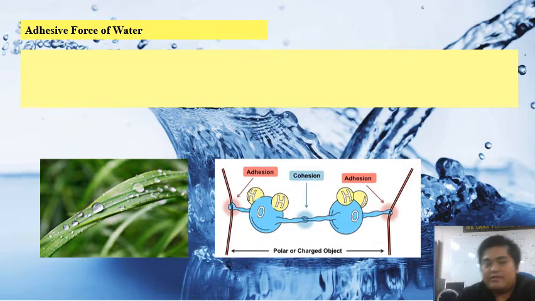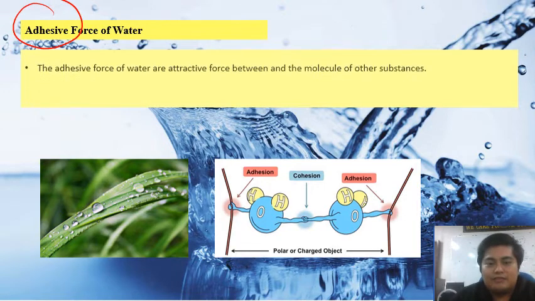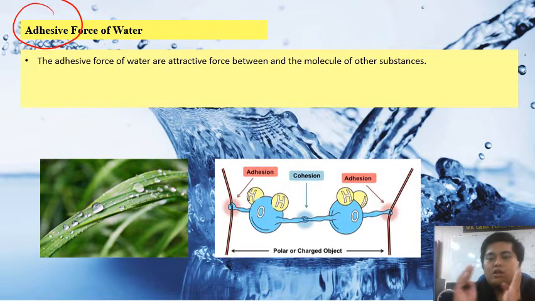Lepas kita ada kohesif, kita ada adhesif pula. So adhesif adalah lawan untuk kohesif. Macam tadi kohesif kita cerita pasal air dengan air. So sekarang untuk adhesif pula, dia adalah attraction between the water molecule with other substances. Molekul air dengan bahan yang lain.